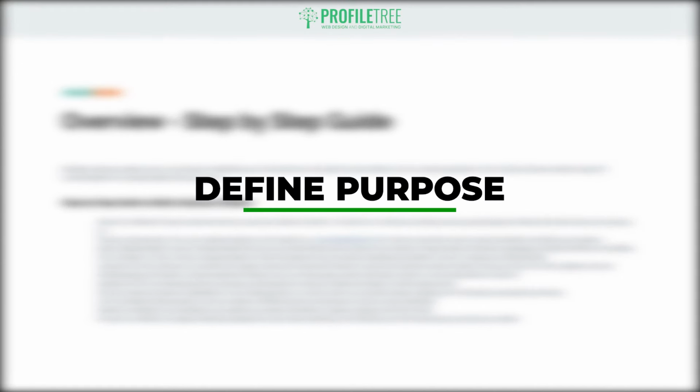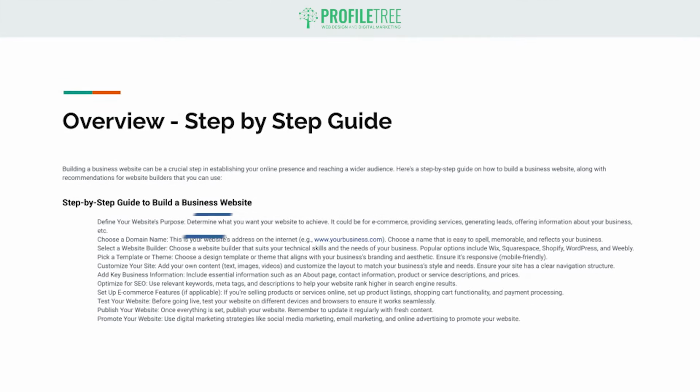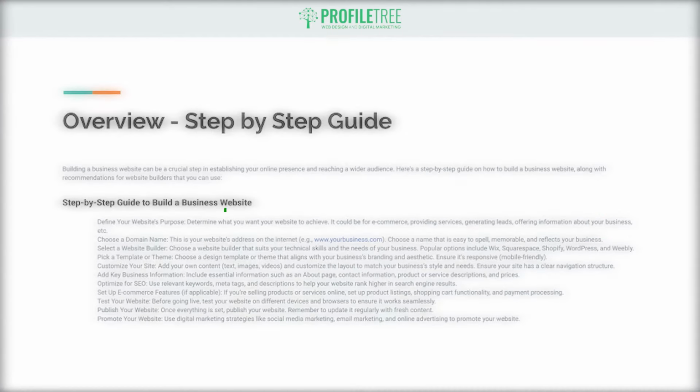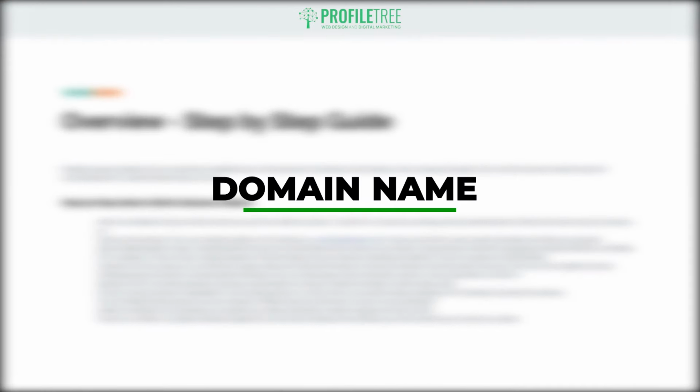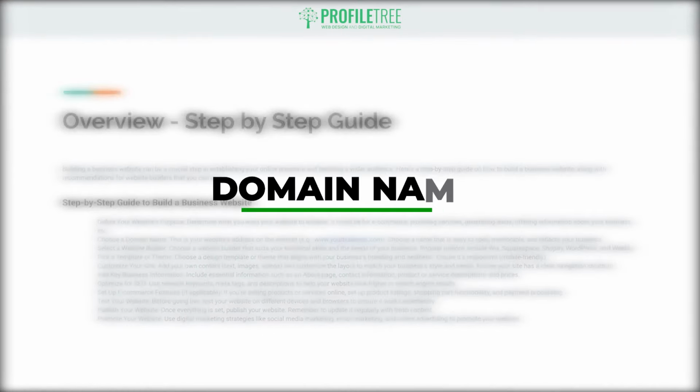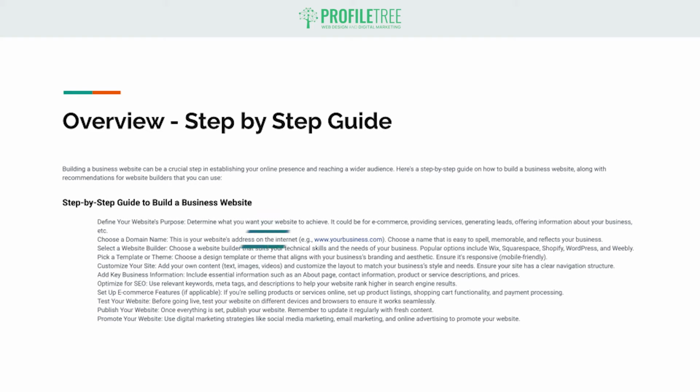So firstly, which is the first step, you need to define your website's purpose. So determine what you want your website to achieve. It could be for e-commerce, providing services, generating leads, offering information about your business, and so on. You also want to choose a domain name. So this is your website's address on the internet. So an example is ours, which is www.ProfileTree.com. Now choose a name that is very easy to spell, that's memorable and reflects your business.